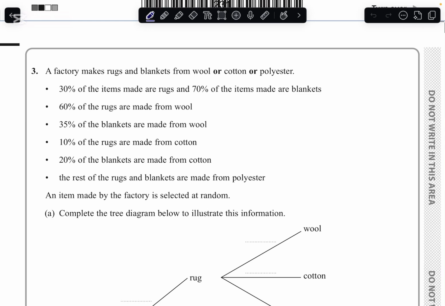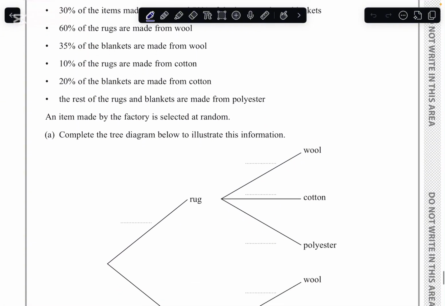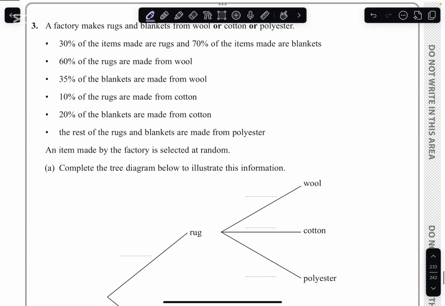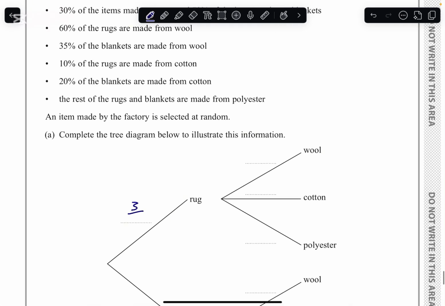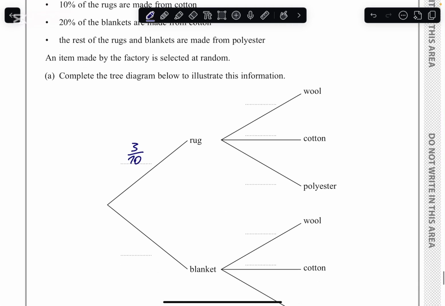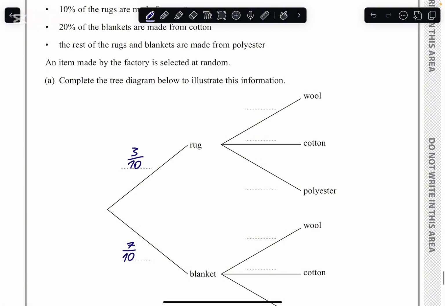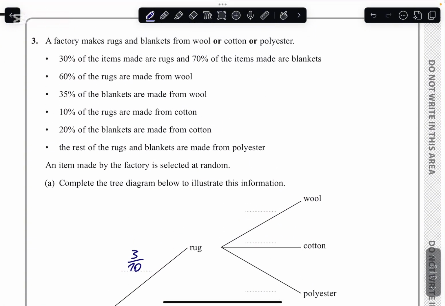The rest of the rugs and blankets are made from polyester. An item made by the factory is selected at random, and we need to complete the diagram below to illustrate this information. We are told that 30% of the items made are rugs, so that's 3/10, and 70% of the items made are blankets, so that's 7/10. From the rugs, 60% are made from wool, that's 6/10. 10% are made from cotton, that's 1/10.